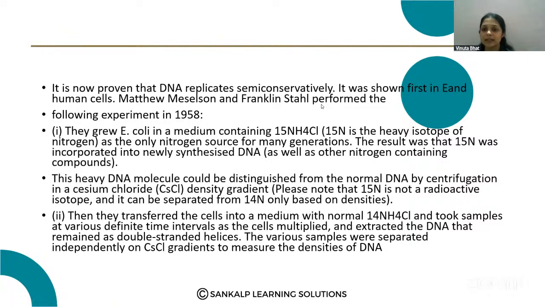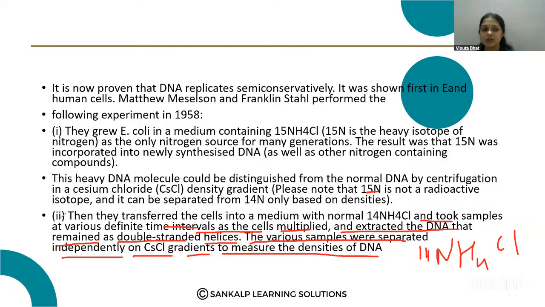Okay, so 14N is the isotope of nitrogen, 14NH4Cl. Here 15N and 14N are not radioactive. Okay, then they took samples at various definite time intervals as the cells multiplied and extracted the DNA, which remained as a double-stranded helix. The various samples were separated independently on the cesium chloride gradient to measure the densities of the DNA.